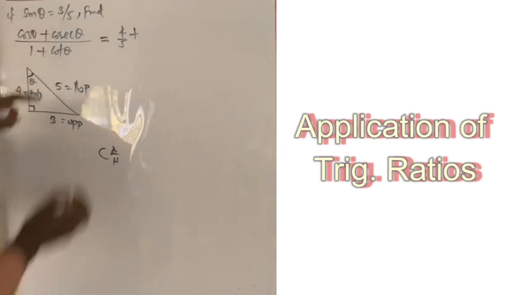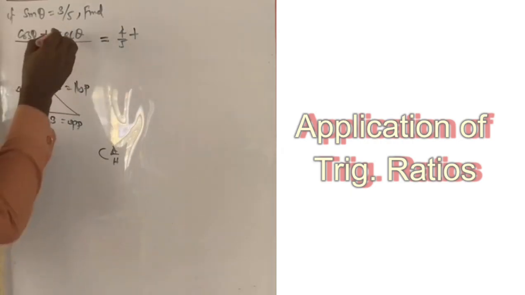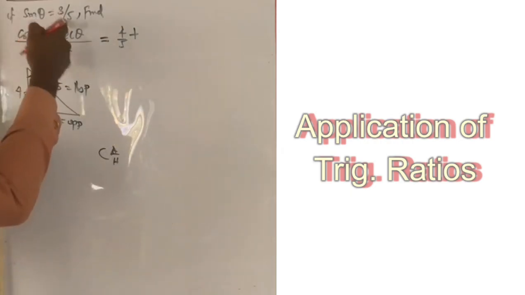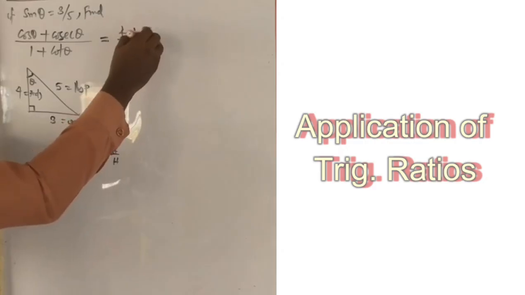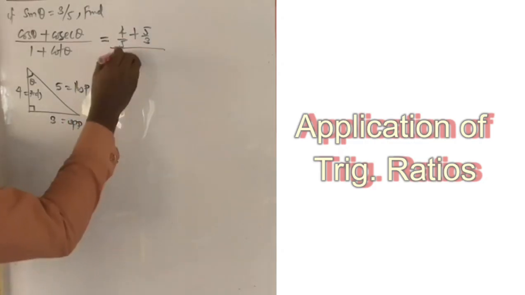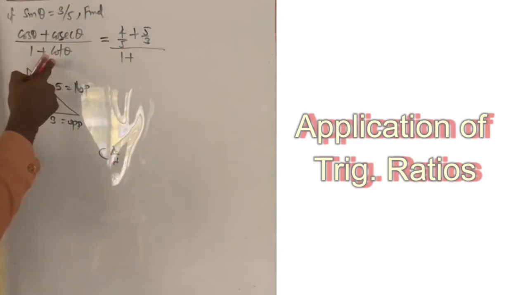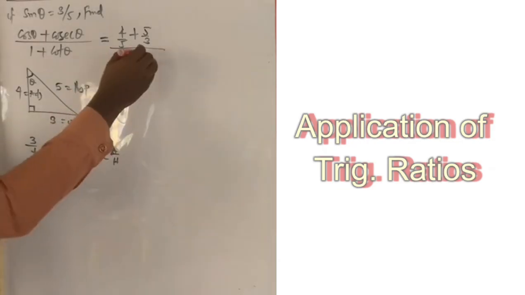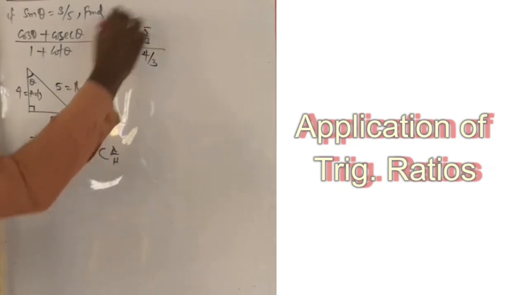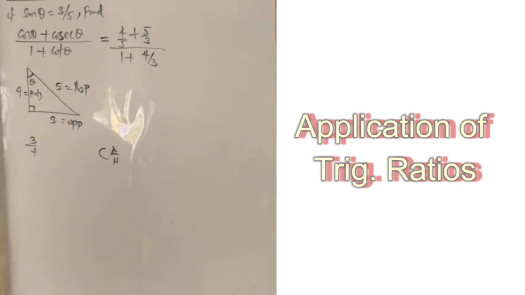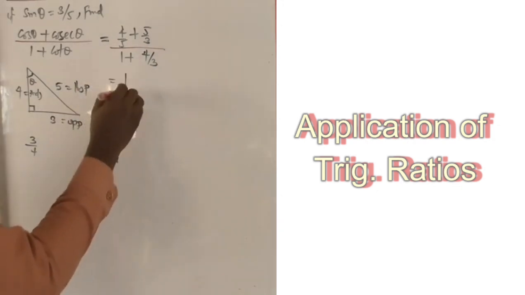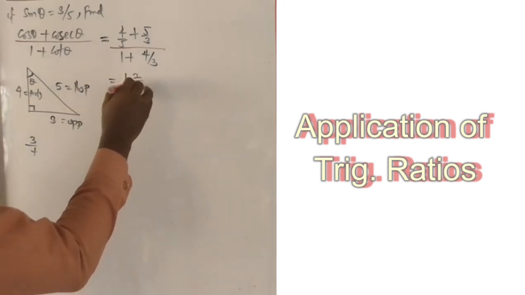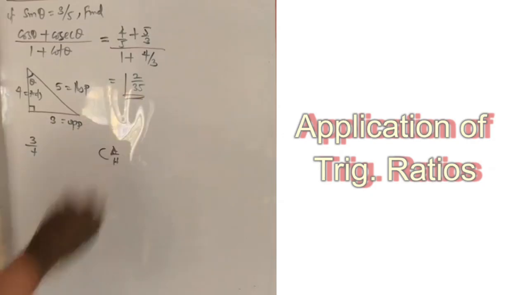Cosec is actually the inverse of sine. So sine is 3 over 5, then the inverse of sine is 5 over 3, divided by 1 plus cot. Cot is the inverse of tan. Tan itself is opposite over adjacent, 3 over 4. Cot is the inverse of tan, which is going to be 4 over 3. Then from here, if you sum the bottom, you get the final answer. You can try that yourself.